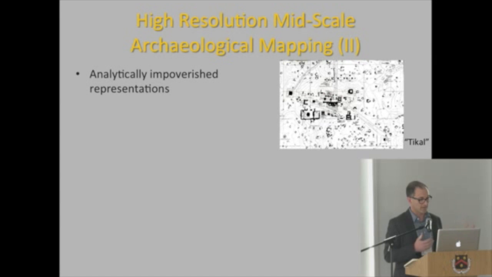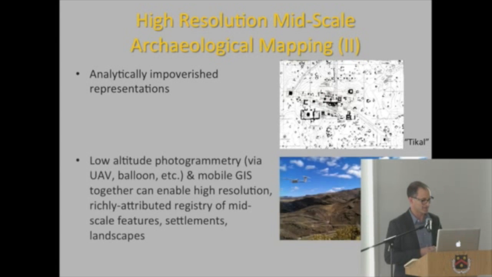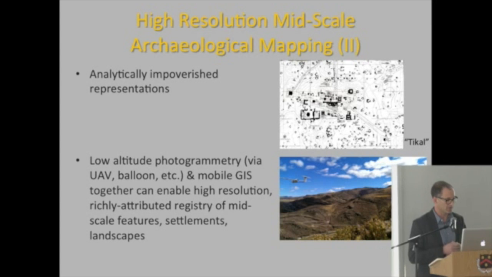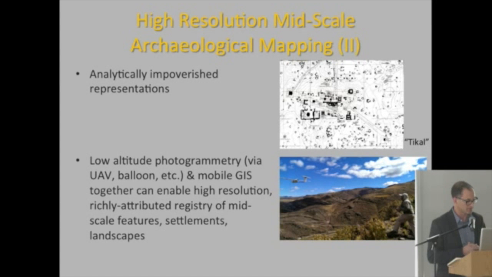Short of that, we end up with analytically impoverished representations of these mid-scale phenomena, like the subway map of Tikal, which is a very schematic representation. What I'll talk about is combining low-altitude photogrammetry, with UAVs or with a balloon, with mobile GIS to enable a high-resolution, richly attributed registry of these mid-scale features, settlements, and landscapes.